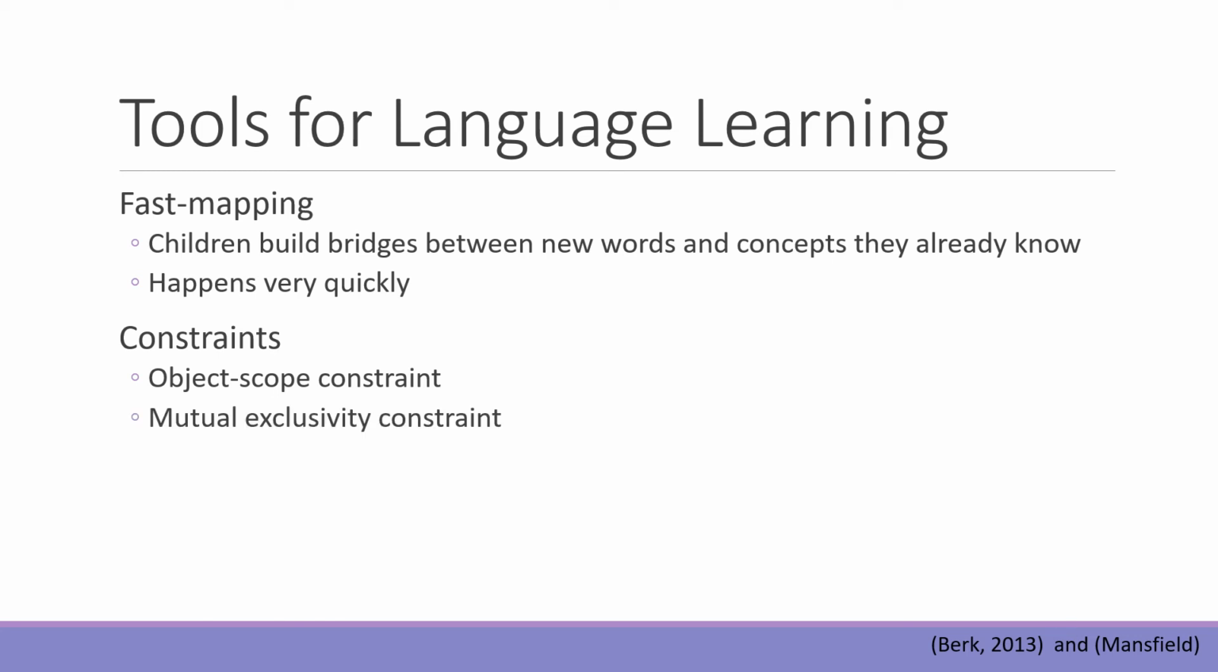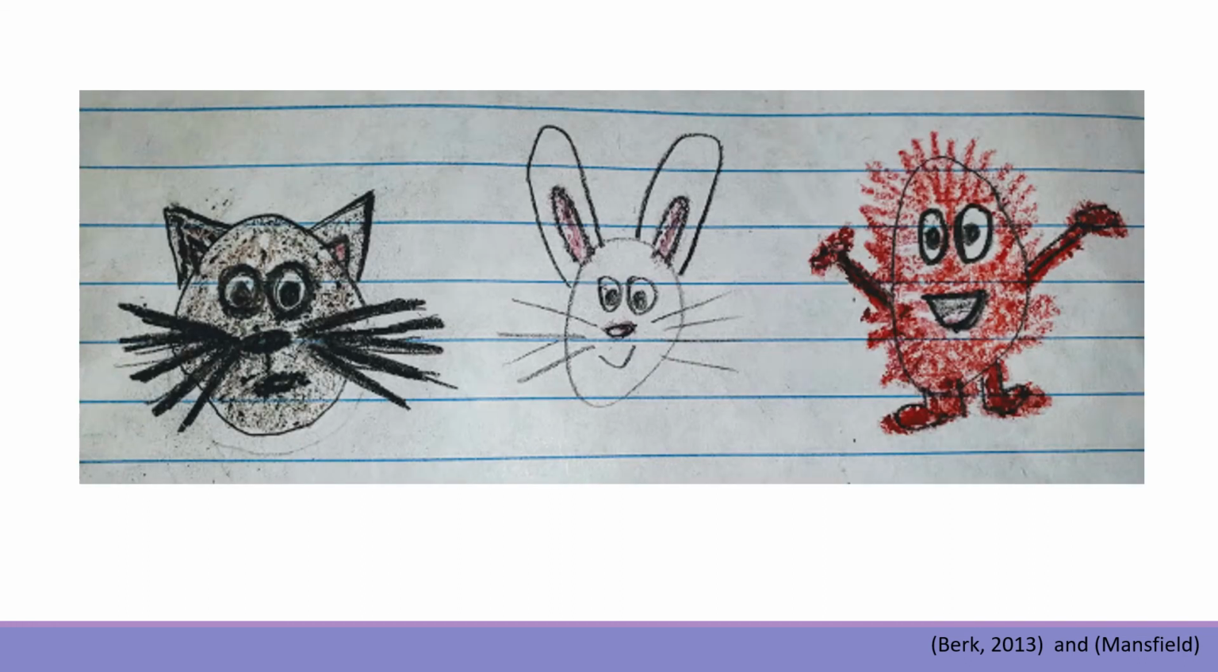A second type is the mutual exclusivity constraint. By using this constraint, children assume that words refer to one category and one category only. Thus, when they hear a new word and see a new object, they assume the word must refer to that object. For example, if I were to show a child these three drawings and ask them to tell me which one is a whoople, they would most likely be able to guess it correctly because they already know what cats and bunnies are. Well, maybe not from my drawings because they're not very good, but that's not the point.